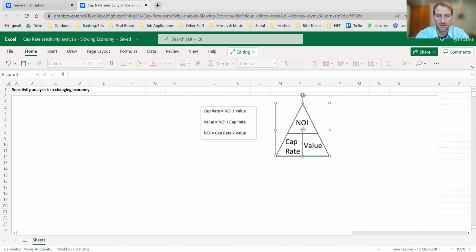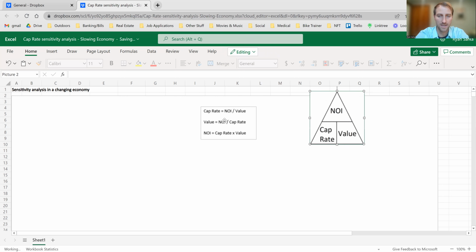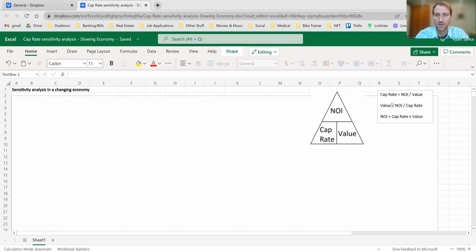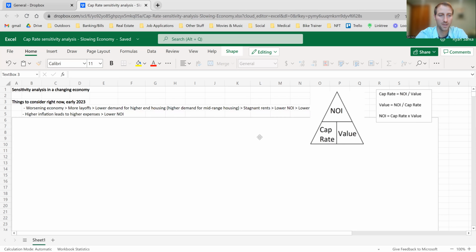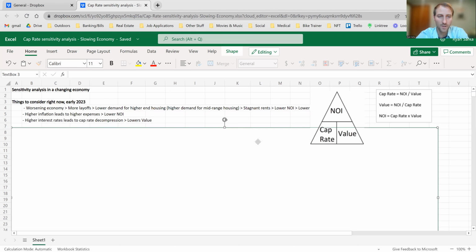Now that we got that out of the way, I'll keep these to the side so you can see them. But let's go through. Again, this is a hypothetical situation. None of this actually happened, but you could see it happening. I'm not saying it's going to happen. I'm not predicting it's going to go this way or not, but just a hypothetical situation. Okay, so let's go through.